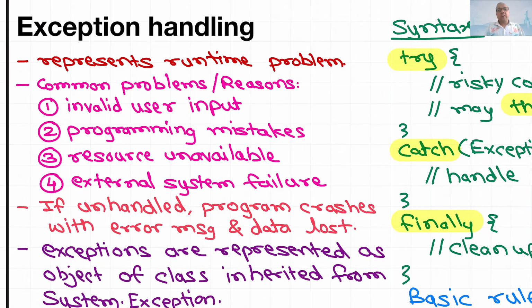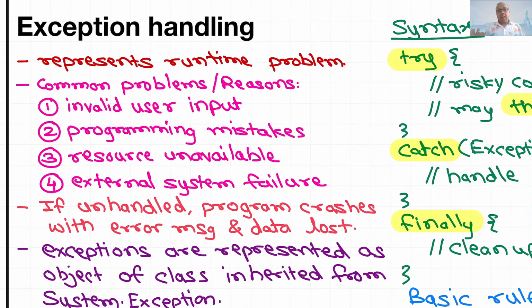So the resource that we are looking for is not available. This can also cause a runtime problem. And another common reason for this problem is that my application depends on external systems like a database or some other website. And for some reason, that database server or website itself is down. So my application will fail with a runtime error.